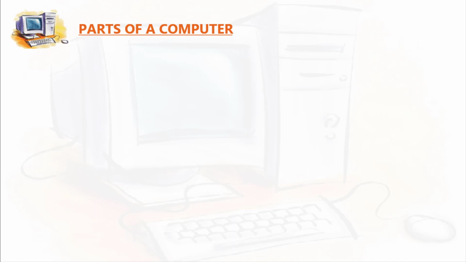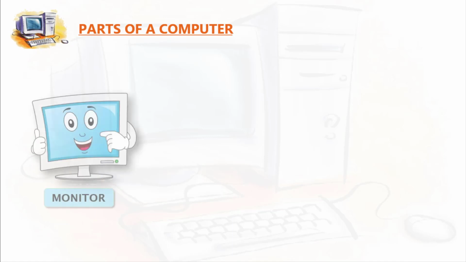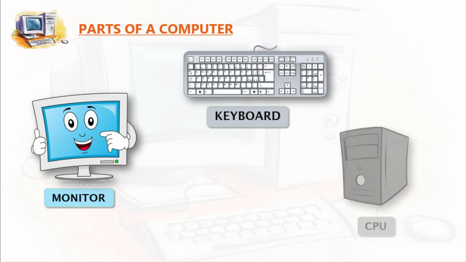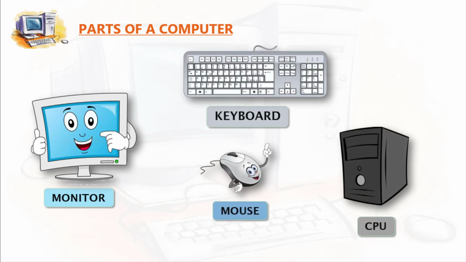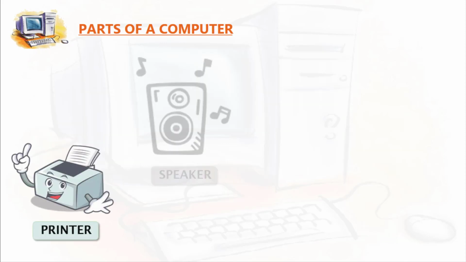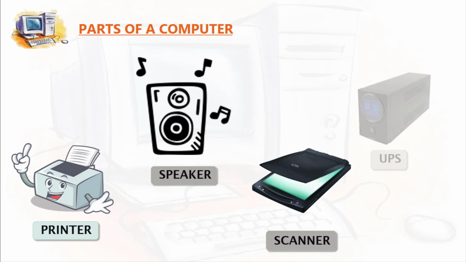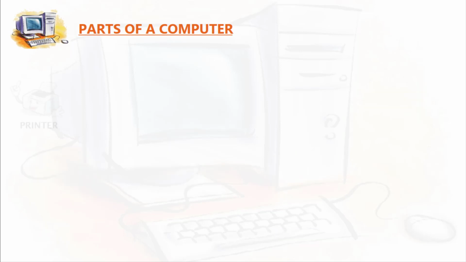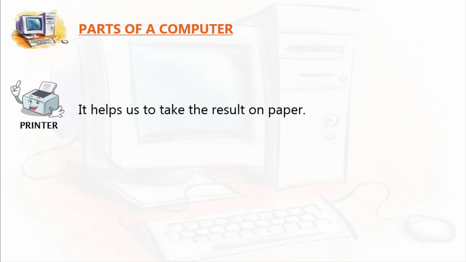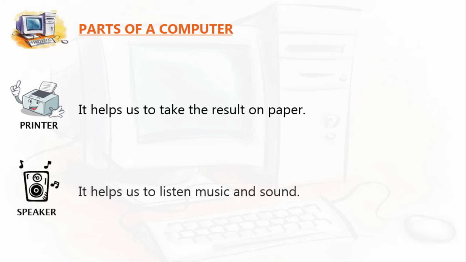Parts of a computer. You already learned about the monitor, keyboard, mouse and the CPU, right? Now today we are going to learn about printers, speakers, scanner and the UPS, the other parts of the computer system. First one is the printer. By using a printer, we can take a print on paper of what we can see on the monitor screen. Next one is the speaker.